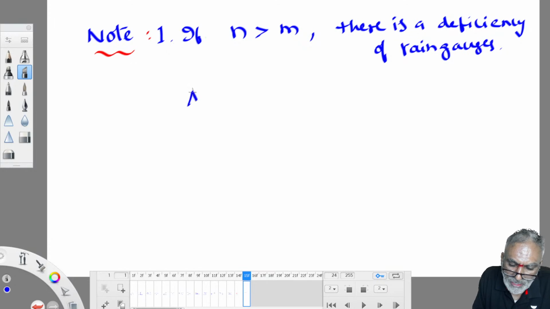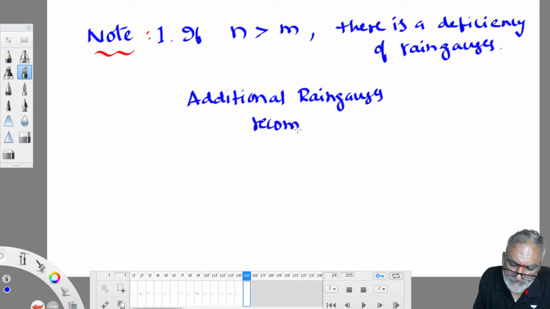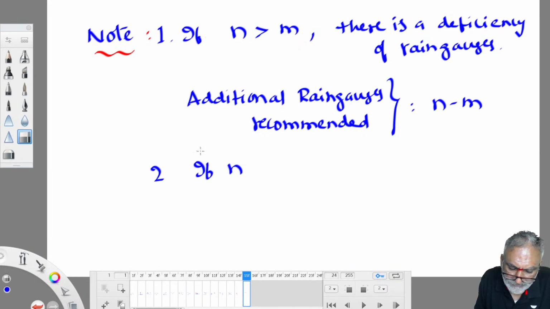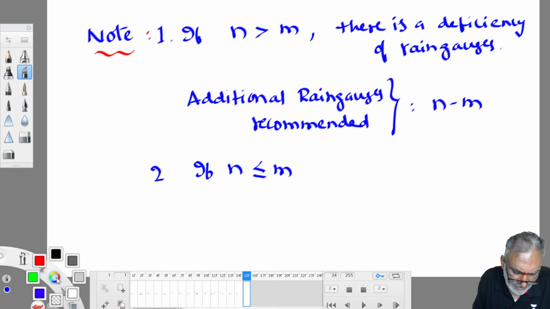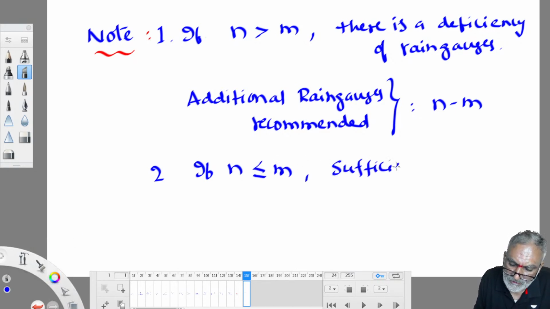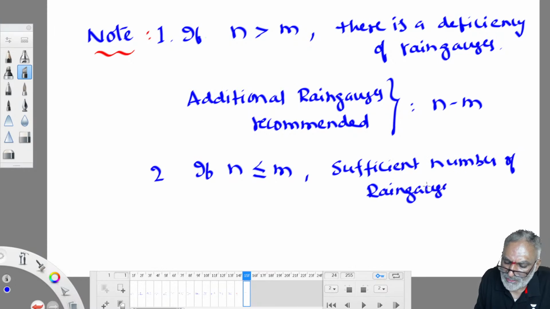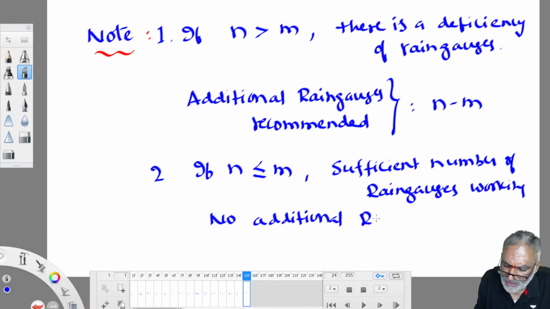Additional number of rain gauges recommended to measure that rainfall accurately is equal to N minus M. If N is less than or equal to M, there is a sufficient number of rain gauges working in a catchment. So we are getting rainfall data with the desired degree of accuracy. Therefore, no recommendation. We don't require any additional rain gauges.